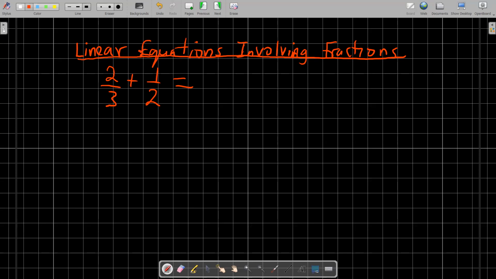So what do you do? You multiply this by 2. Therefore, you should also multiply this by 2 so that the number doesn't change. And you multiply this by 3, and then you also multiply this by 3. This gives us 4 over 6 plus 3 over 6. Now they have a common denominator. It means that you can just simply add the numerators, 4 plus 3, and that is 7 over 6.